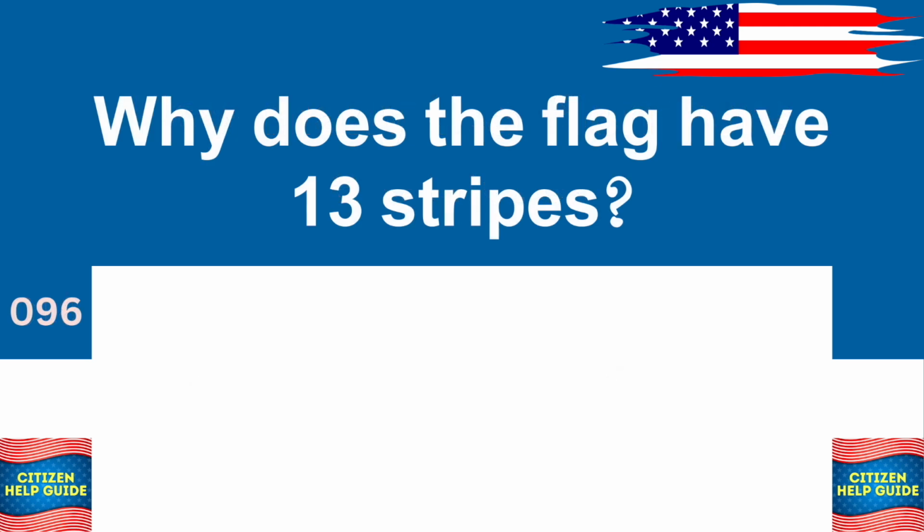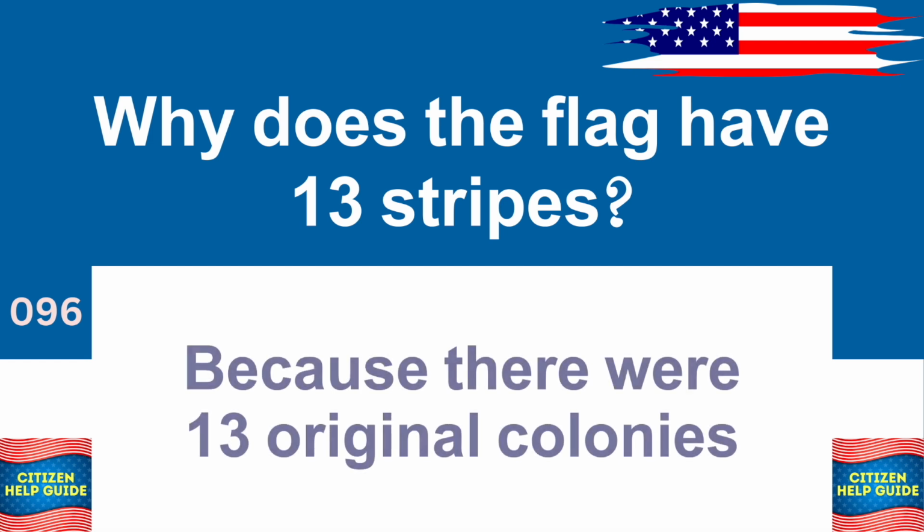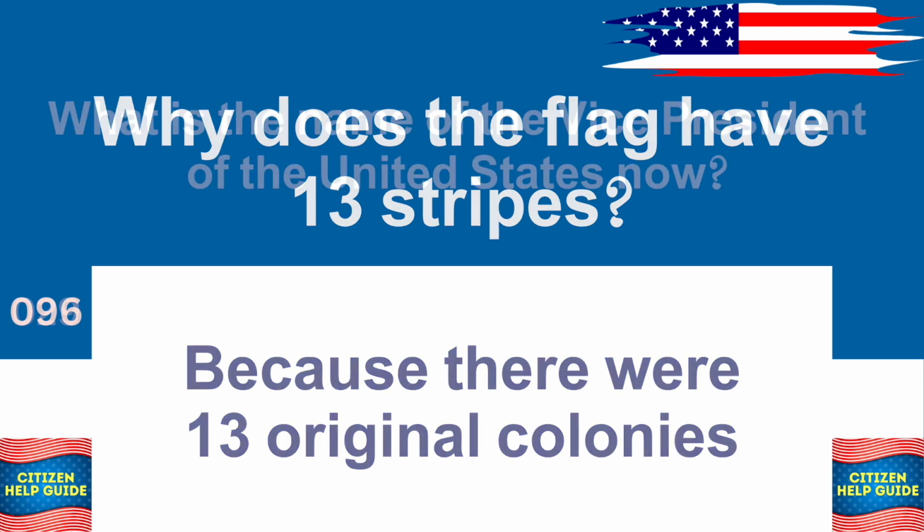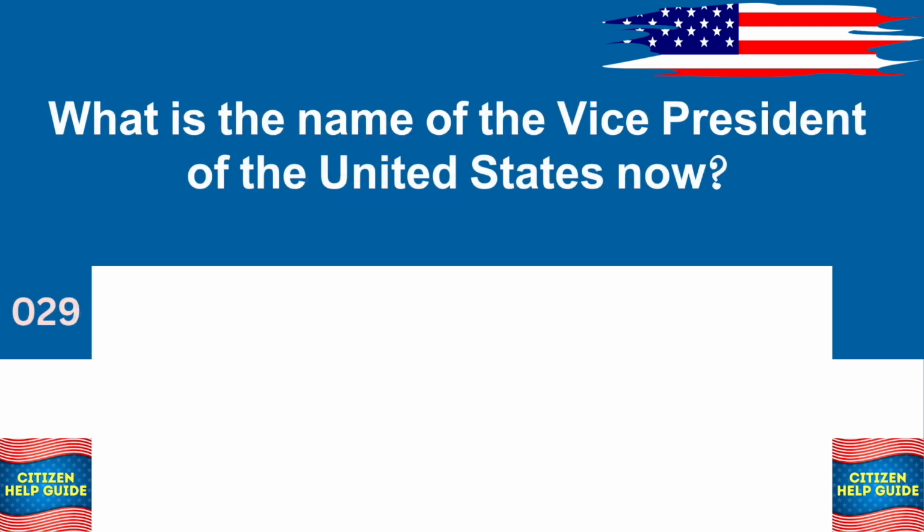Why does the flag have 13 stripes? Because there were 13 original colonies. What is the name of the Vice President of the United States now? J.D. Vance.